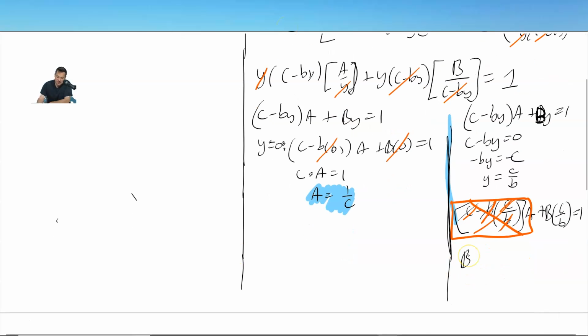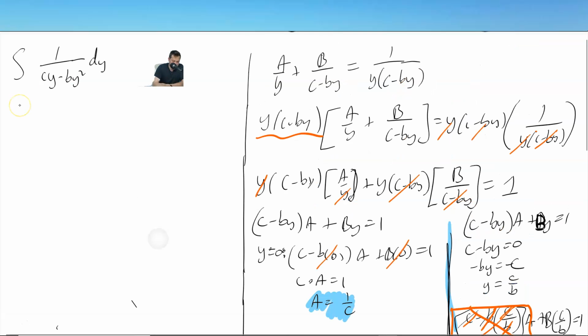So that's going to give us big B multiplying c over little b equals 1. You multiply by the reciprocal of c over b, b over c. That's going to give us that big B equals little b over little c. And clearly this is progress because now we know the value of big B in terms of little b and little c.